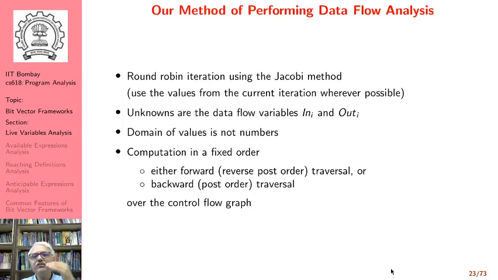Round robin because it goes over the nodes in a circular fashion in a fixed order, but the computation is performed using Jacobi's method, which means that we use the values from the current iteration wherever possible. And the unknowns in this case are data flow variables in I and out I, and the domain of values is not numbers, it is sets.